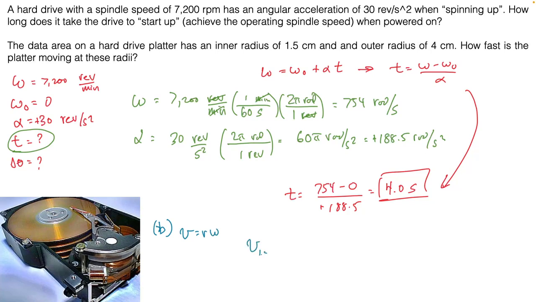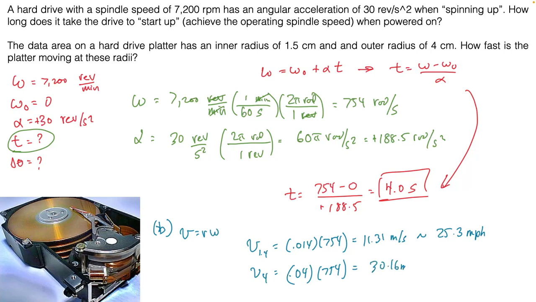So the speed at 1.4 centimeters is going to be the radius. So what am I going to write down? What number? What unit do I put it in? Got to put it into meters. So 1.4 centimeters is 0.014 meters. Divide by 100. And then I put in 754 radians per second. This is going to turn out in meters per second. And when I do that, it's 11.31 meters per second. Or, for those of you that still live in America, 25.3 miles per hour. We do the same thing at, what was the other one, 4 centimeters? So 0.04 times 754. That's going to get me 30.16 meters per second, or approximately 67.5 miles per hour. So, yeah.